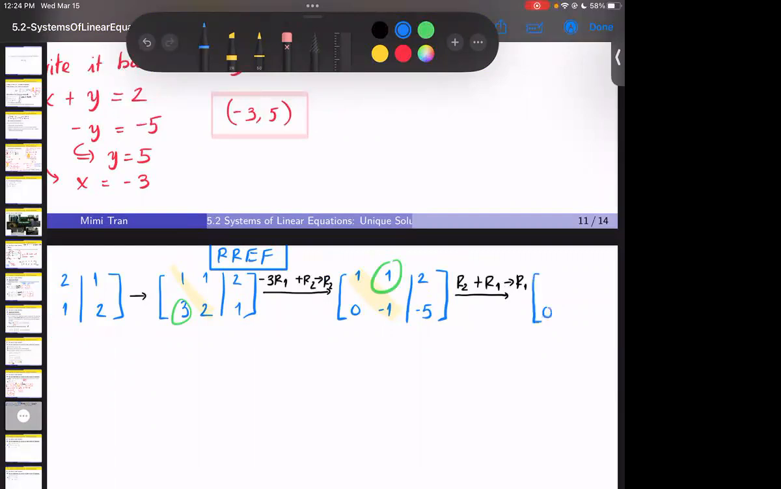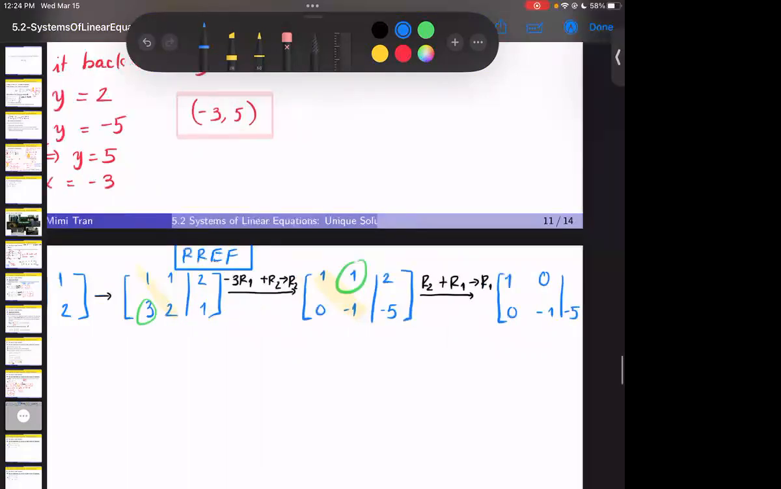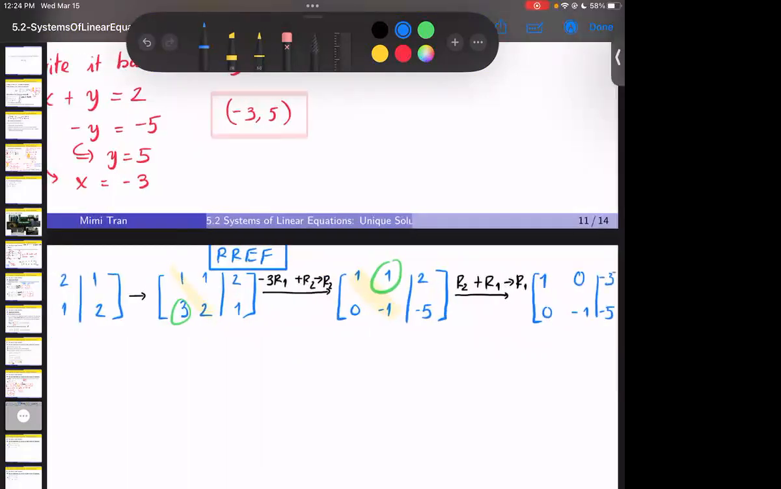I'm going to rewrite row 2 so I don't forget: 0, negative 1, negative 5. Row 2 plus row 1. 0 plus 1 is 1. I didn't lose my 1, so good news. Negative 1 plus 1 is 0. Don't forget the constant column. Negative 5 plus 2 is negative 3.